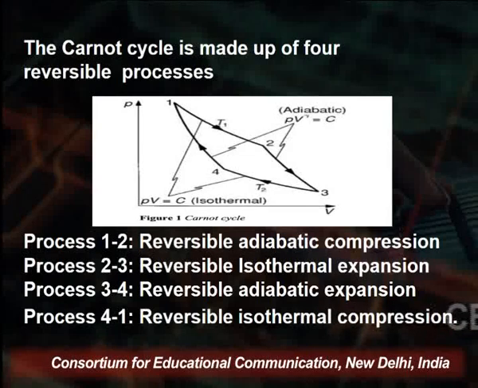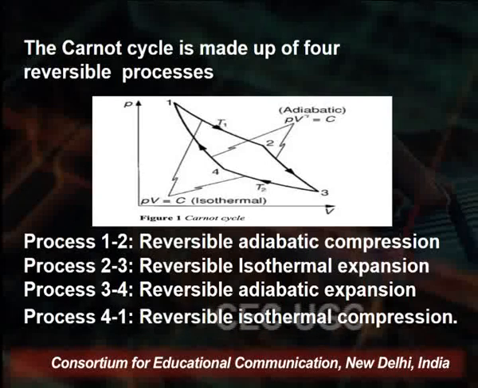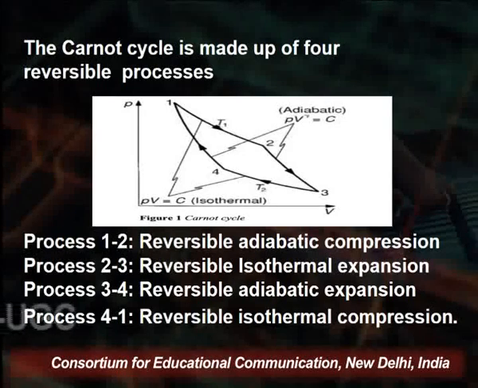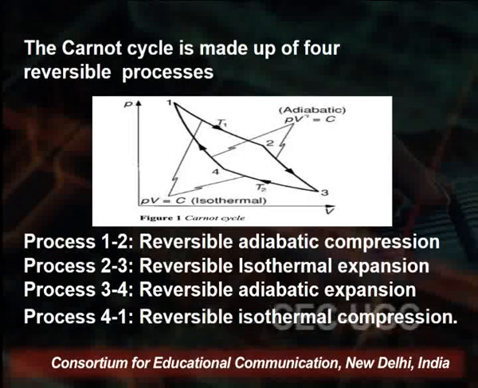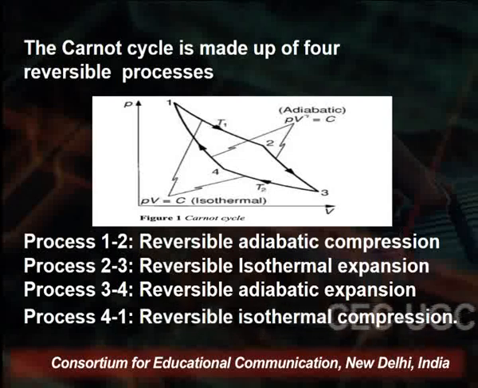Now as mentioned just now, the Carnot cycle is made up of 4 reversible processes. Process 1 to 2 denotes the reversible adiabatic compression. It means when the ideal gas is going from state 1 to state 2, it does not undergo any changes in heat. Process 2 to 3 is the reversible isothermal expansion. Process 3 to 4 is the reversible adiabatic expansion. And process 4 to 1 is the reversible isothermal compression.